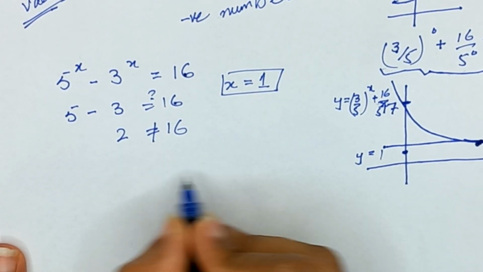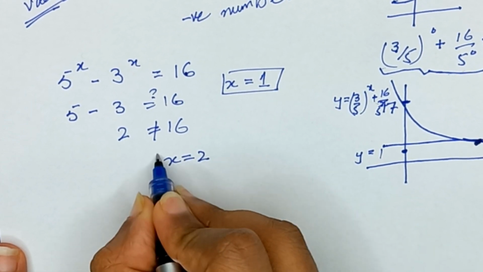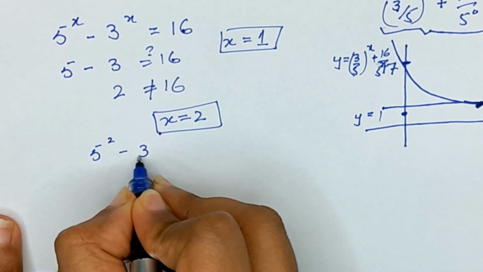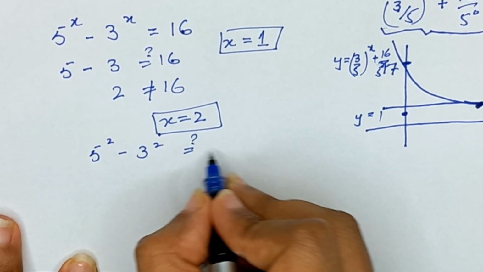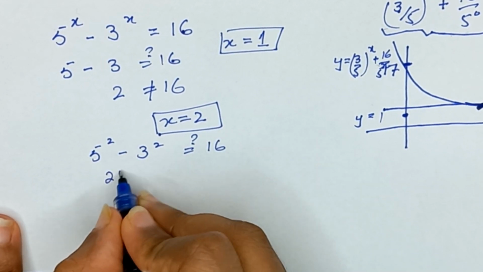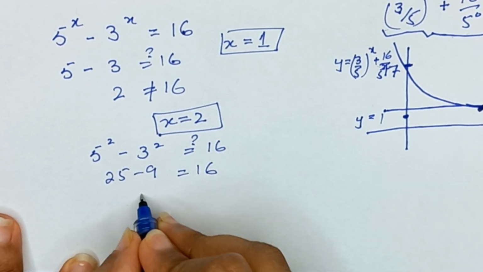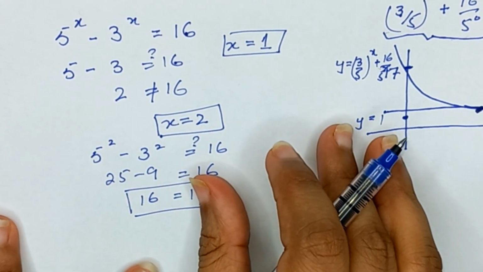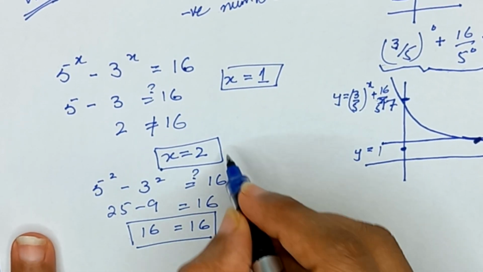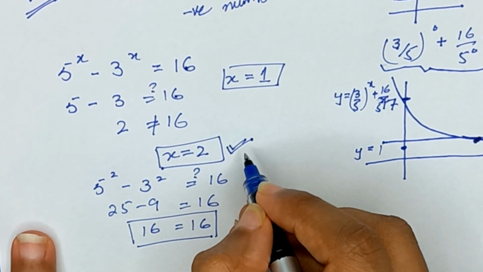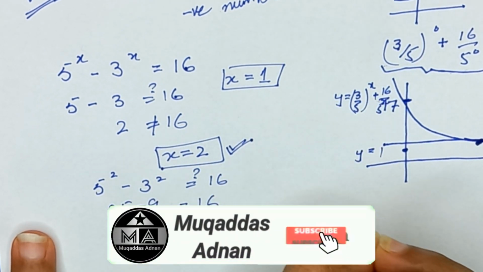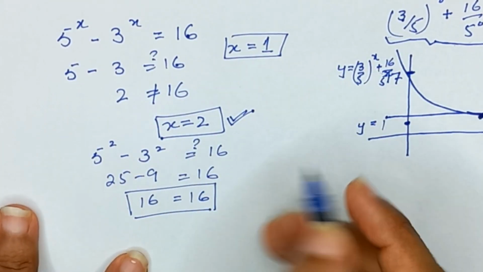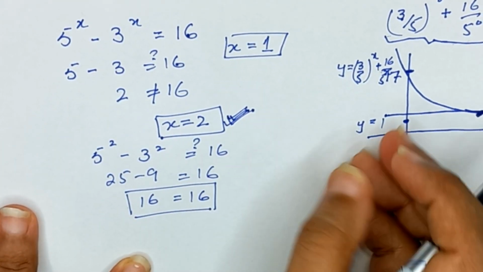Okay. When I substitute here x is equal to 2, it will become 5 raised to the power 2 minus 3 raised to the power 2. Will it be equal to 16 or not? So it will be 25 minus 9 is equal to 16. So here it is equal to 16. That means x is equal to 2 is the only solution, because we have already known that this equation has only one solution, and which is x is equal to 2.